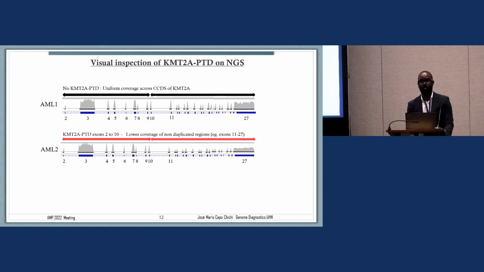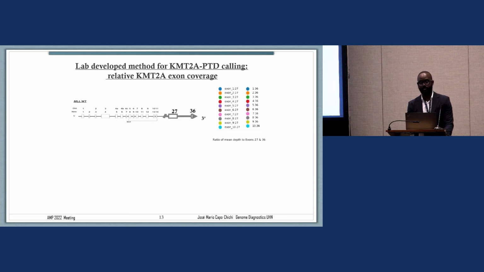Obviously, to arrive at this type of conclusion, you need to have a pretty good and uniform coverage across the KMT2A coding region, which we have here. In fact, we took advantage of the good coverage that we had across the coding region of the KMT2A gene to develop a lab-based algorithm to streamline KMT2A PTD detection.